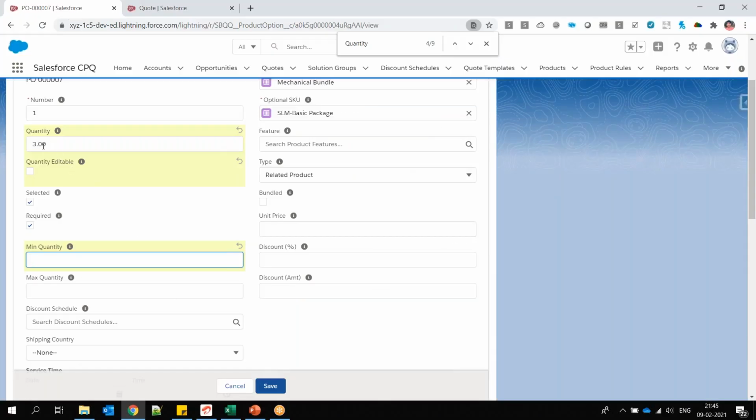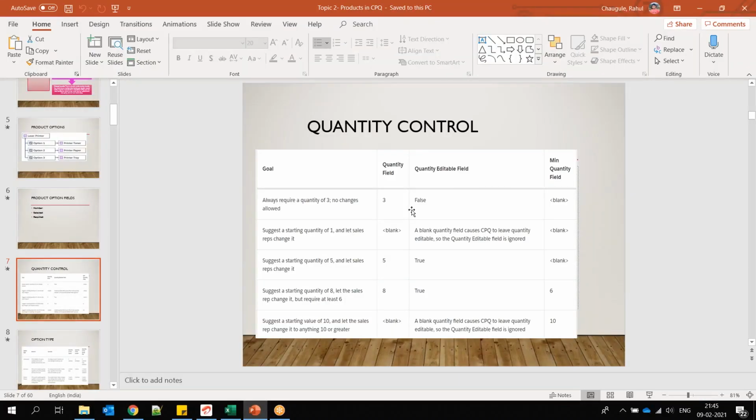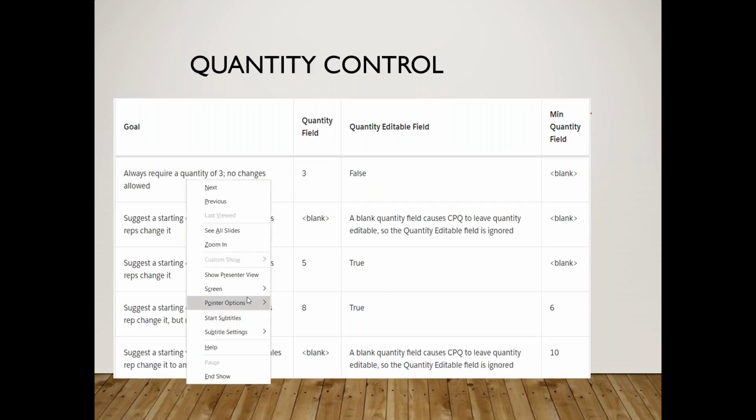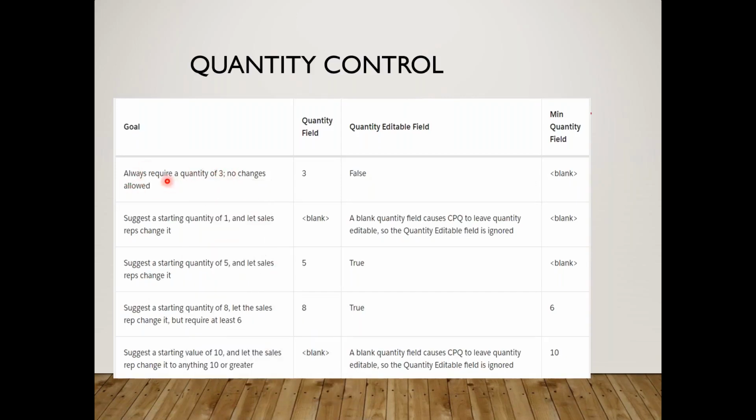What will happen? Now quantity editable is false. That means it will not allow you to change the quantity, and by default quantity is 3, right? So this is how you can achieve the requirement: always require quantity of 3, no changes allowed. That means the quantity field should be 3, the quantity editable field should be false, and the minimum quantity field should be blank. Because this is false, you cannot change it. By default the quantity will come as 3 and you are not allowed to change. This is how you need to set up your first goal. Good on the first scenario?